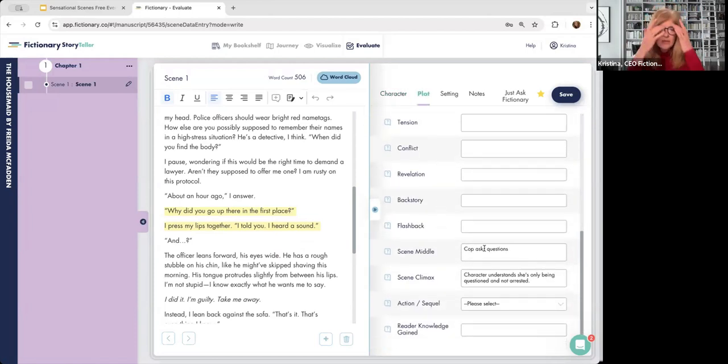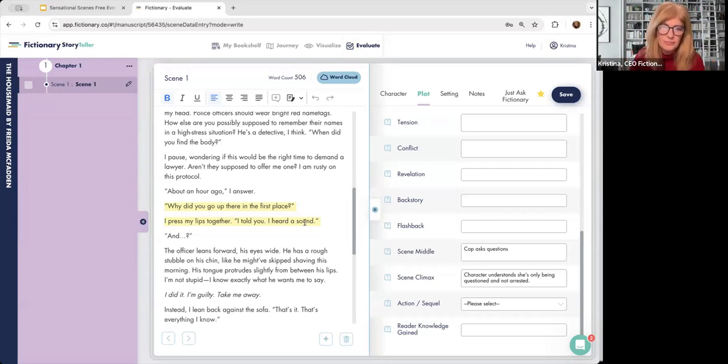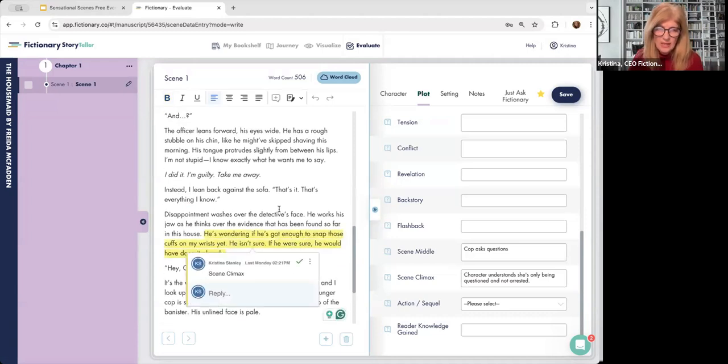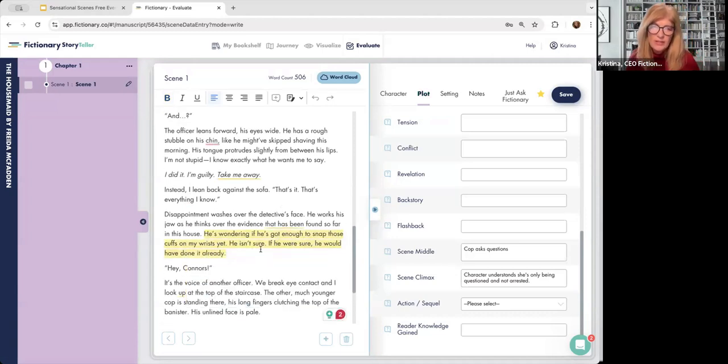And so here, her goal is really just not to tell them anything. So her goal hasn't changed here. She's just now under more stress because the officer is trying now to really, really pressure her. Then we get to the scene climax here. "He's wondering if he's got enough information to snap those cuffs on my wrist. He isn't sure. If he were, he would have done it already." So this is where she understands she's not going to be arrested. She's made it through this interview.